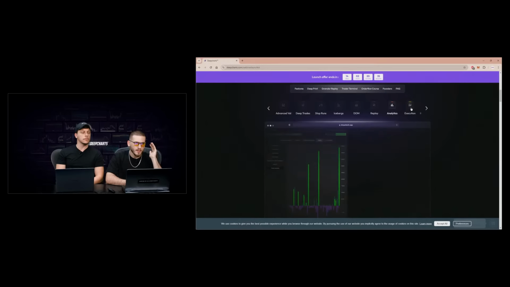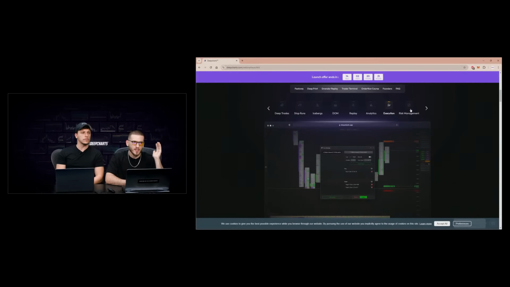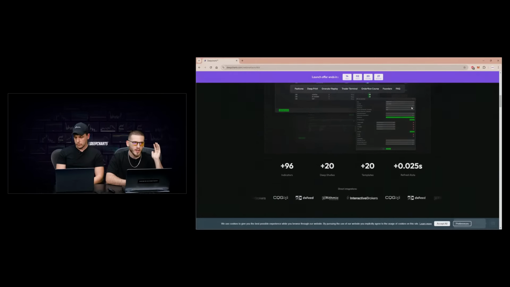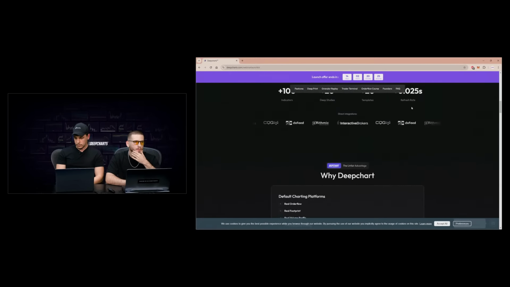And if you're serious about order flow trading, this is your chance, guys. Everything from replay to execution to risk management, integration, copying the trades automatically into multiple accounts.